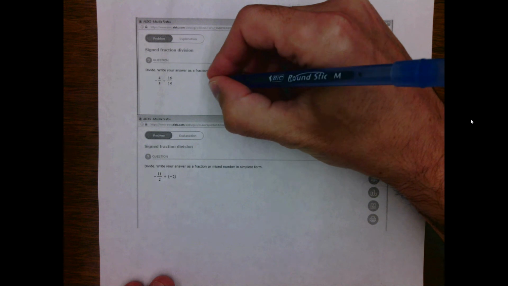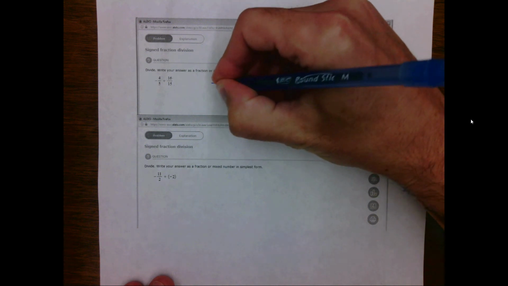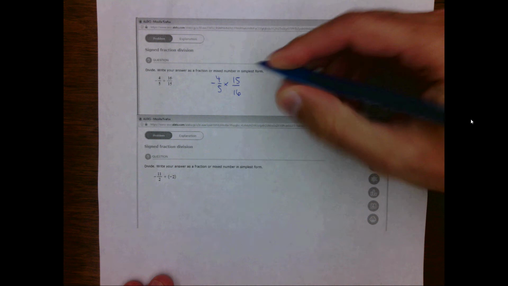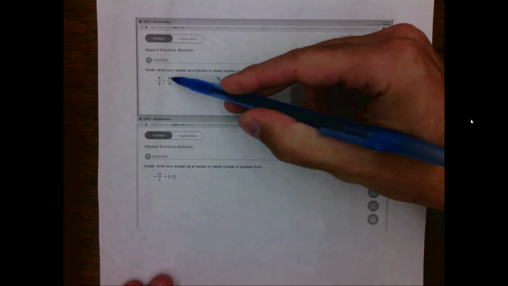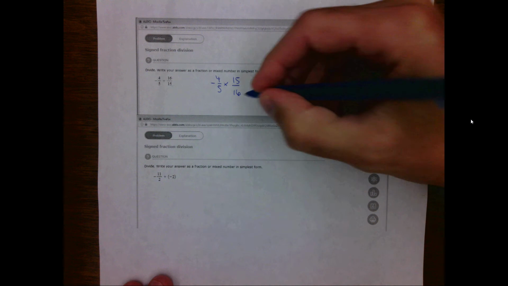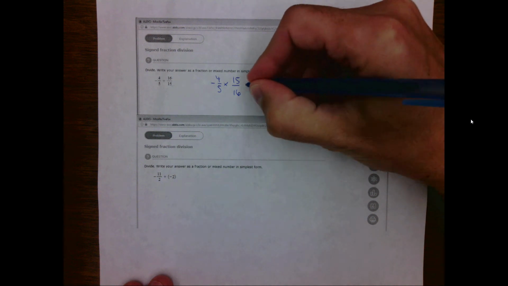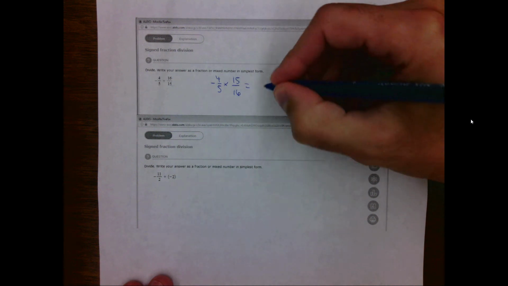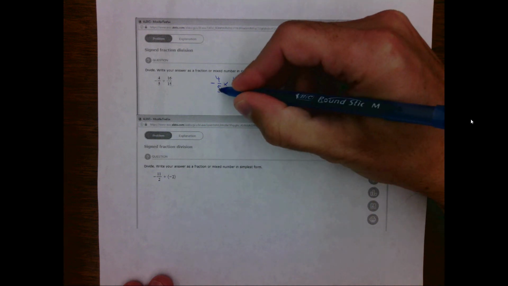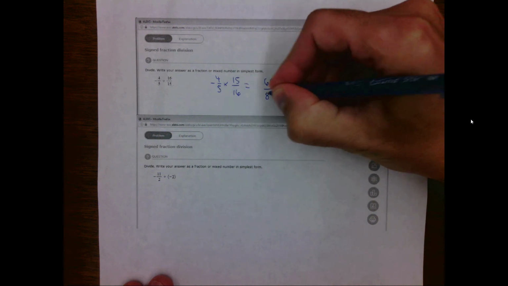So this can be rewritten as negative 4/5 times 15/16. Notice that we took the reciprocal. It was 16 divided by 15. It's now 15 divided by 16. In order to then complete this, we multiply 4 times 15, which is 60. We multiply 5 times 16, which is 80.